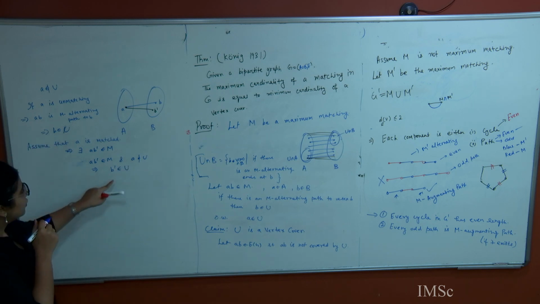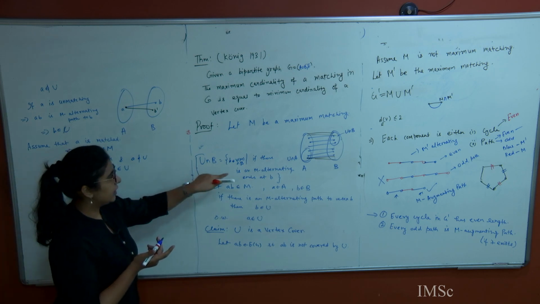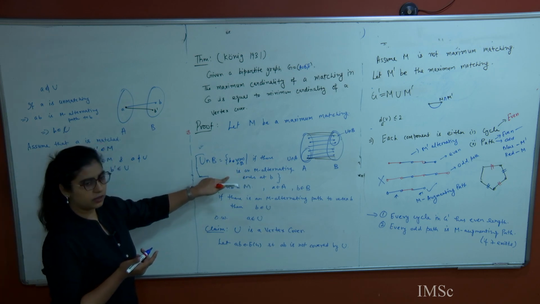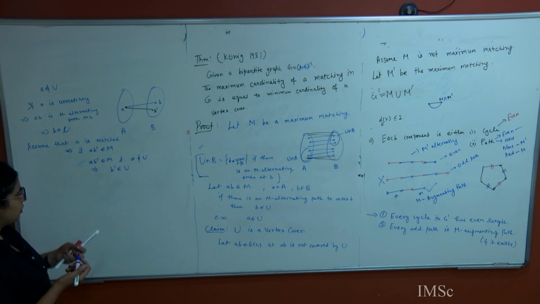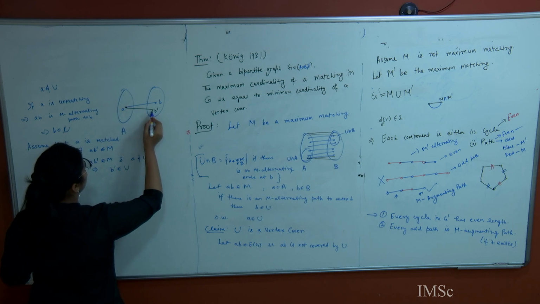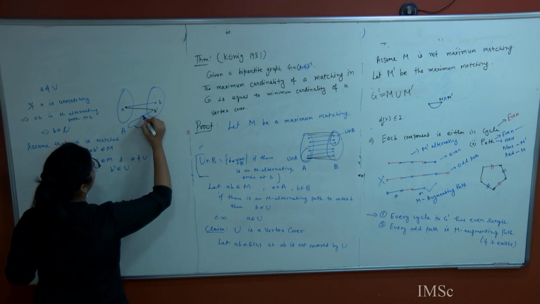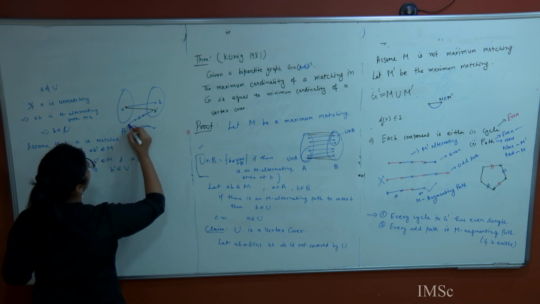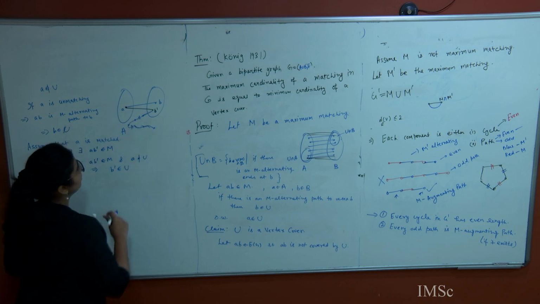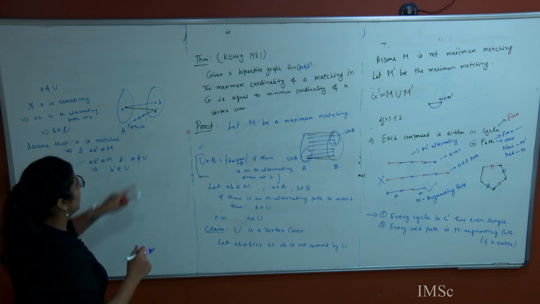Okay. So if B prime belongs to U, what does it mean? There is an alternating path. Yes. So by definition, there exists some M alternating path which ends at B prime. So we have some path, it can be like this, with matching, non-matching edge, matching edge, non-matching, matching, like this, and it starts with some unmatched vertex.